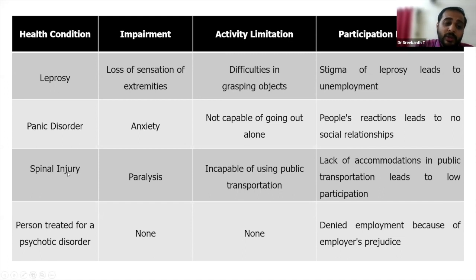In terms of spinal injury, because we come across a lot of neurological conditions, paralysis could be an impairment. Activity limitation could be being incapable of using public transportation. Participation restriction could be that lack of accommodations in public transportation leads to low participation in various activities. The last example I have given is a person treated for a psychotic disorder. Here I have kept impairment none, activity limitation none, but participation restriction, that is the handicap condition, where it says denied employment because of the employer's prejudice.